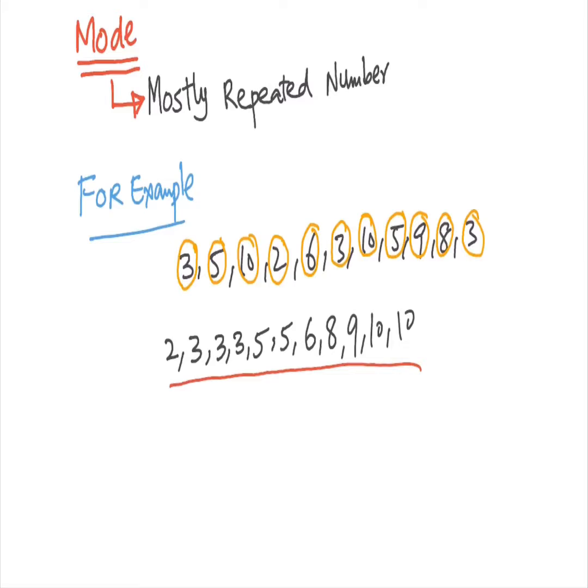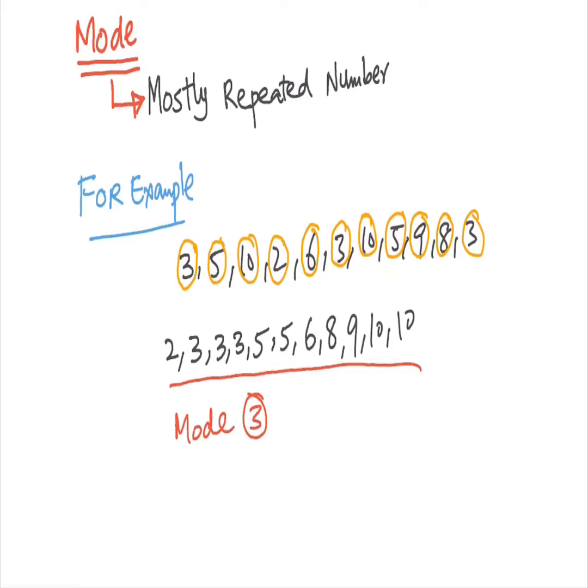So it means 3 is repeated mostly. So 3 is the mode in this case. I can write down: mode is 3. Why 3? Because 3 is repeated mostly. That's why 3 is the mode in this series. This is straightforward because the set of numbers is given.